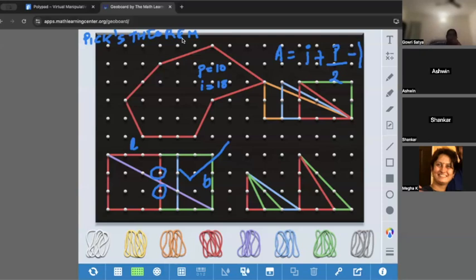Correct? Yes, correct. So there is 1 point on the perimeter which became an interior point. So the perimeter has lost 1 point, but it has also gained 1 point. So the perimeter is the same, but the interior points have increased by 1.